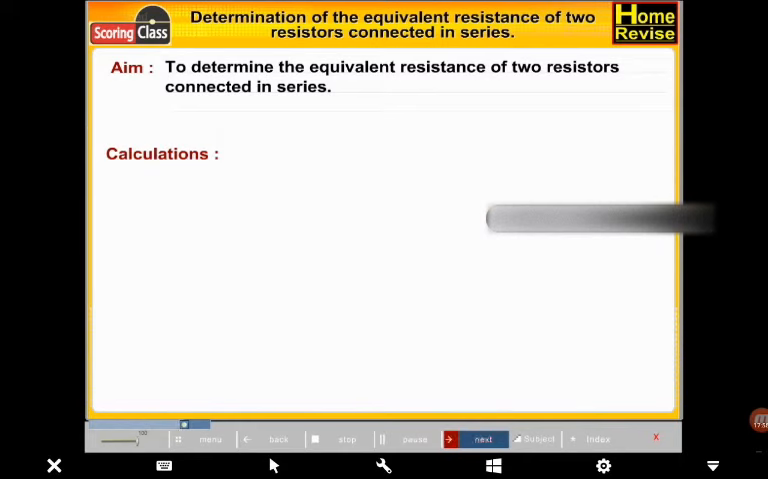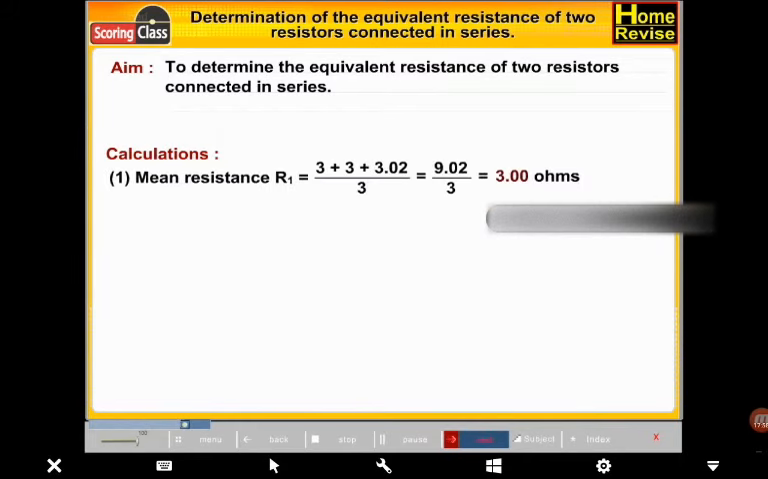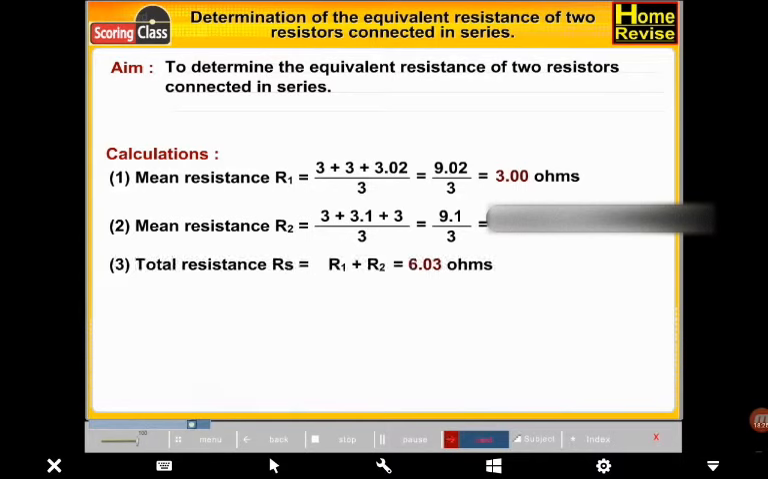Now let us see the calculations. Number 1. Mean resistance R1 is 3 plus 3 plus 3.02 upon 3. That is 9.02 upon 3, which is 3.00 ohms. Number 2. Mean resistance R2 is 3 plus 3.1 plus 3 upon 3. That is 9.1 upon 3, which is 3.03 ohms. Number 3. Total resistance Rs is equal to R1 plus R2, that is 6.03 ohms.